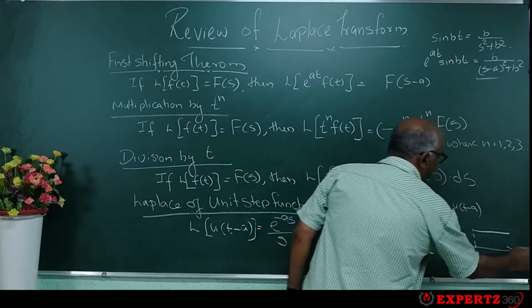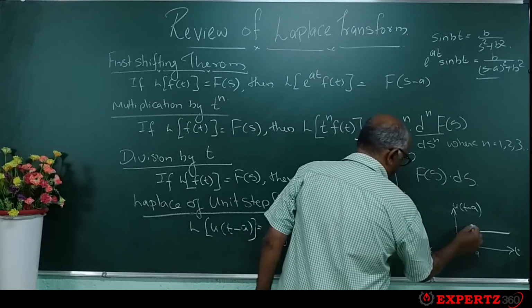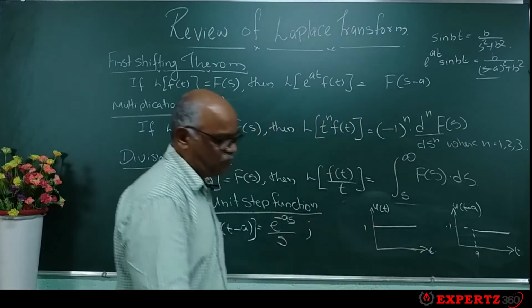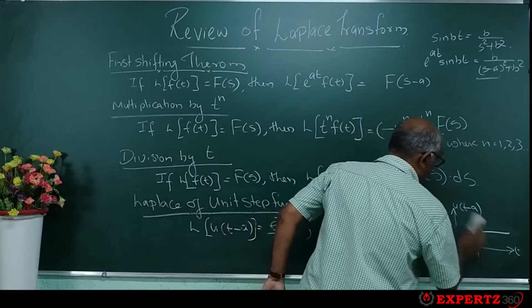So this is the thing, u of t minus a, this is equal to 1. So these are the sequences you have in signals and systems. You will be studying it, and in network analysis also you need this.